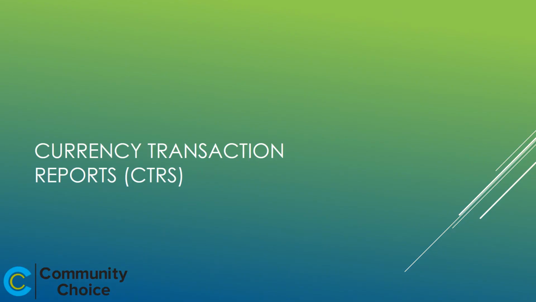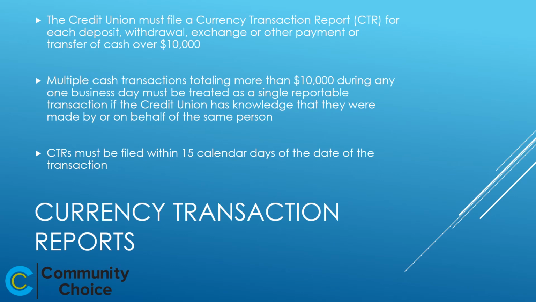The what portion of the Bank Secrecy Act can be answered by the credit union's reporting responsibilities. The first of the several reporting requirements under the Bank Secrecy Act relate to currency transaction reports, or CTRs. CTRs are a tool used to report all cash transactions over $10,000 to the government.